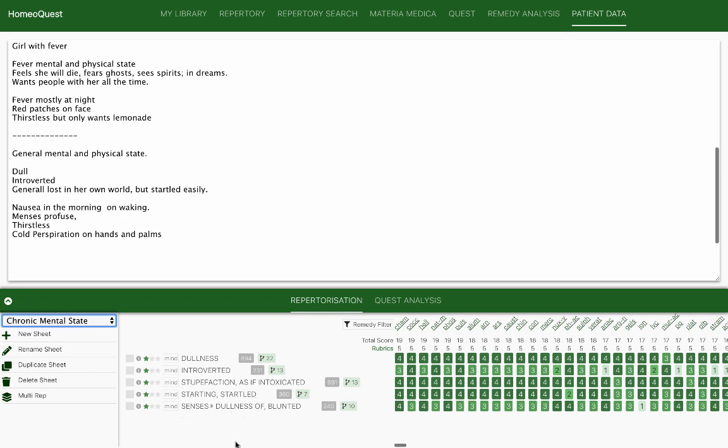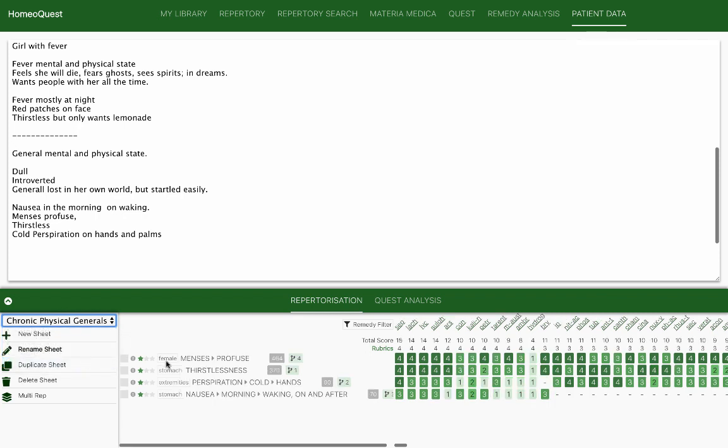So that was her state during her baseline mental state. And then we made another totality, which was the chronic physical generals. So we had profuse menses, thirstlessness, perspiration with cold hands, and then she had this nausea in the morning on waking, right? So this was her chronic physical generals.